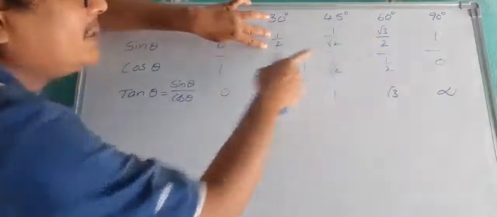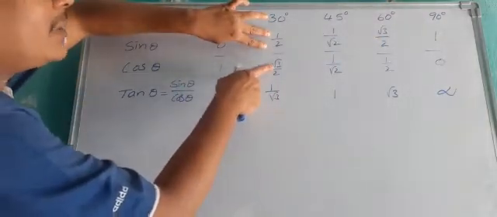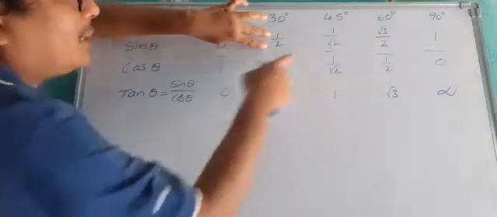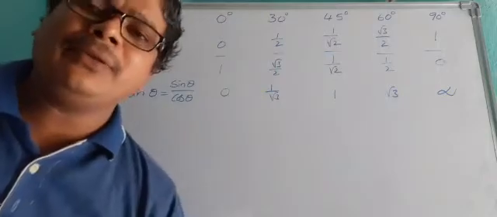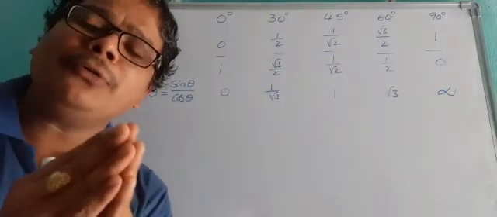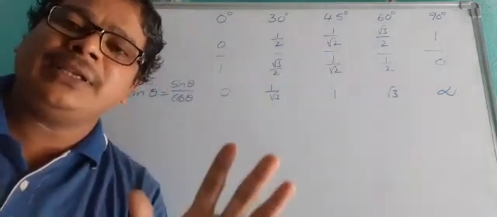Sin 60 equal to root 3 by 2. Sin 60 and cos 30 both are same. Okay, find out the division, you can get the value of 1 by root 3. For example, if you want to find tan 60, we don't know.